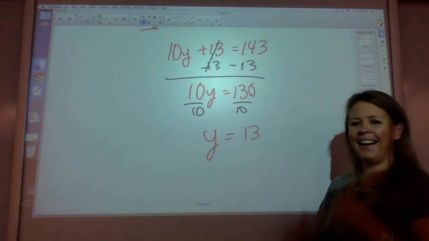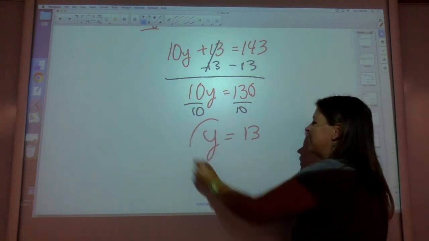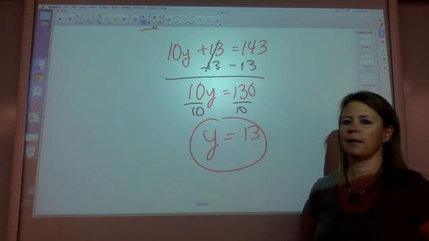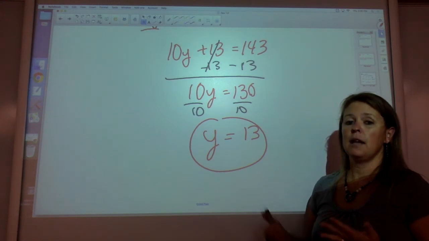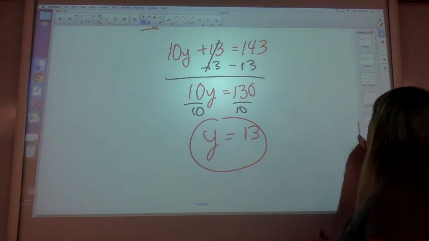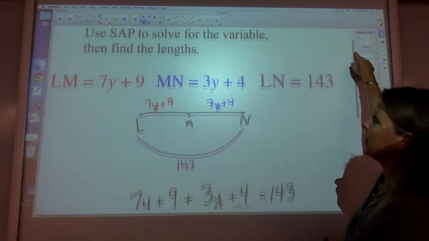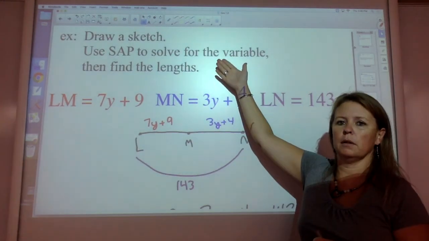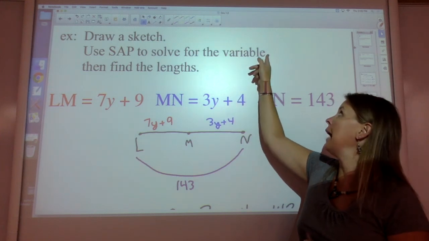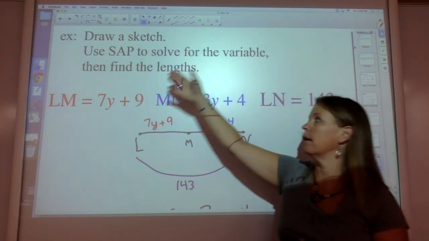And then you're going to be like, oh, I'm so proud of myself. I did it and I got the right answer. And you're going to circle that. And I'm going to say, wrong. You just did the algebra, but this is a geometry class. Go look. Use the segment addition postulate to solve for the variable. Got it. Comma, meaning continue on.